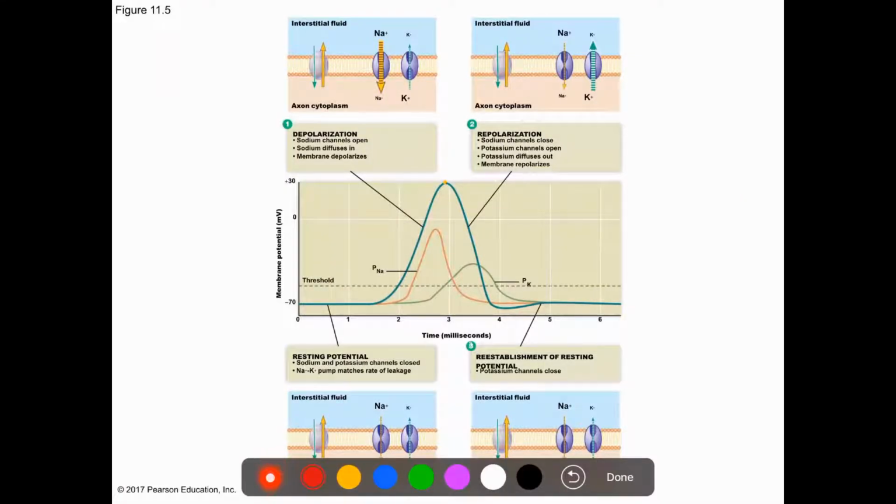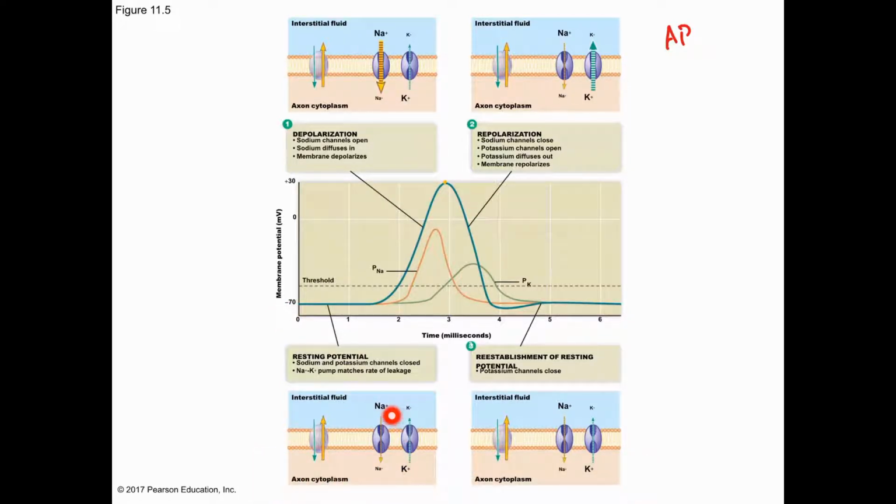Let's see now the components of the action potential. Before we start, I need you to remember that the neuron, when it is at rest, has this resting potential, which is minus 70. And during the resting potential, the sodium is kept outside and the potassium is kept inside.